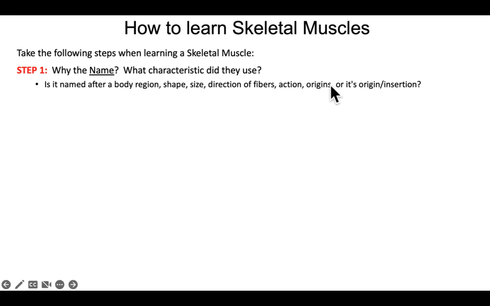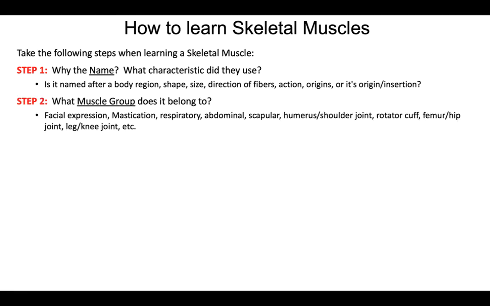Origins. Some muscles have more than one origin. Two origins would be a biceps. If it has three origins, it's a triceps. Sometimes we name it after the origin and the insertion. That's basically the two ends of the muscle.